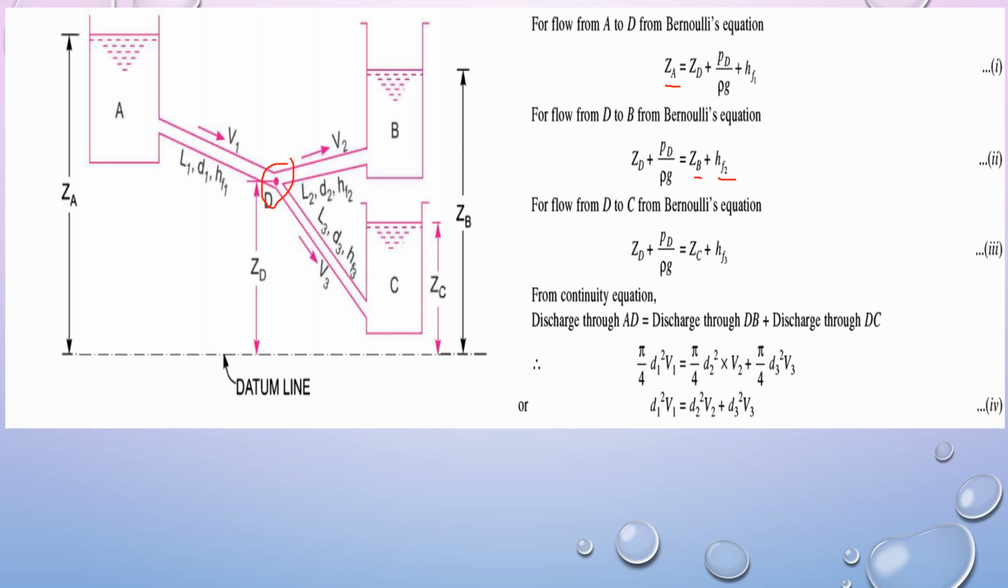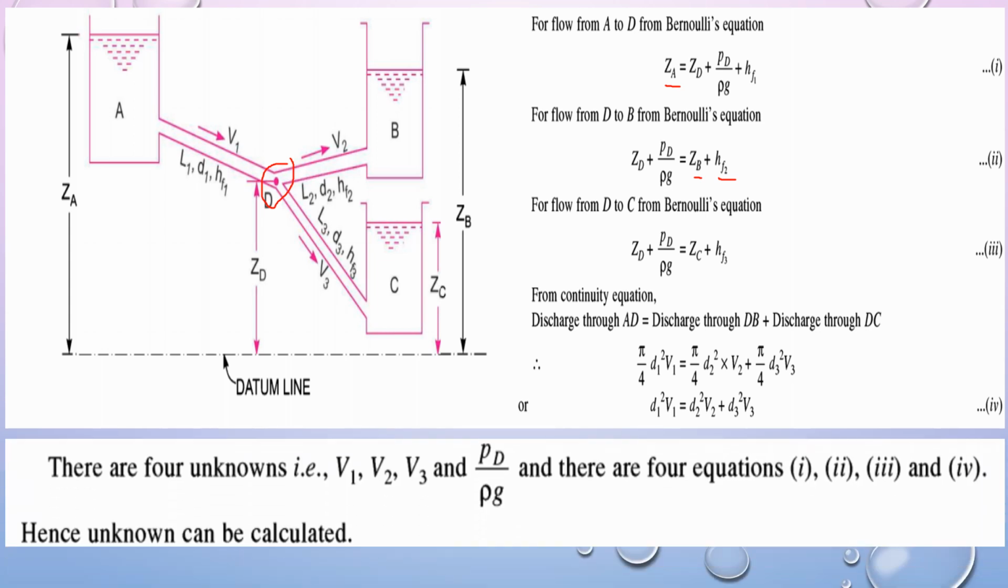From the continuity equation we can say that the discharge through AD should be equal to the discharge through DB and DC. Discharge means Q is equal to AV. So we can write pi by 4 D1 square V1 is equal to pi by 4 D2 square V2 plus pi by 4 D3 square V3. Cancelling out the common pi by 4, we write the equation like this. If you clearly observe, there are four unknowns, V1, V2, V3 and PD by rho g, and there are four equations, so it can easily be solved.